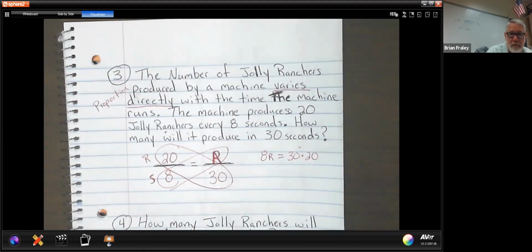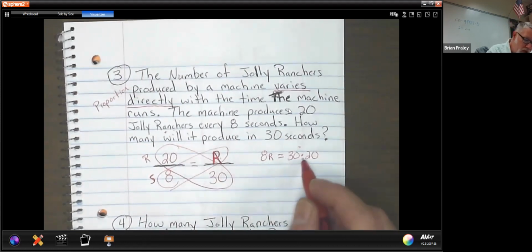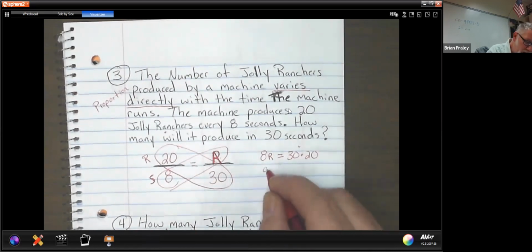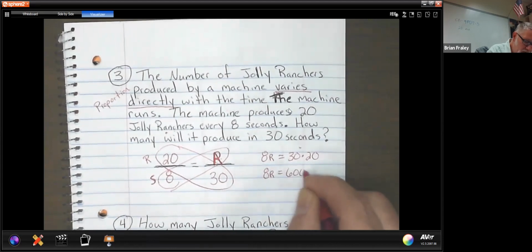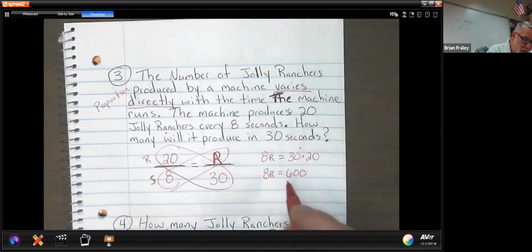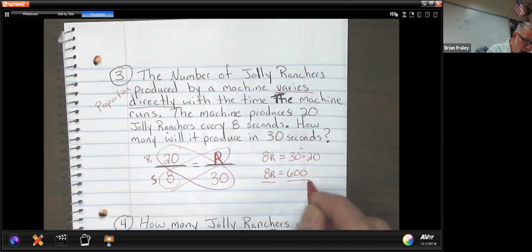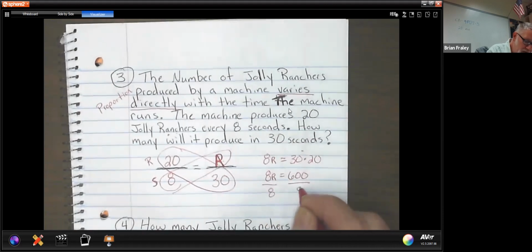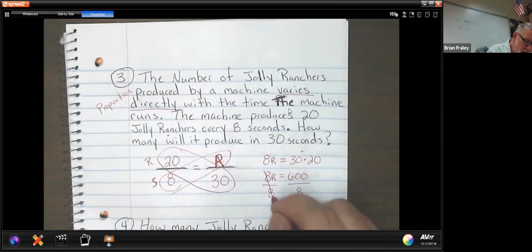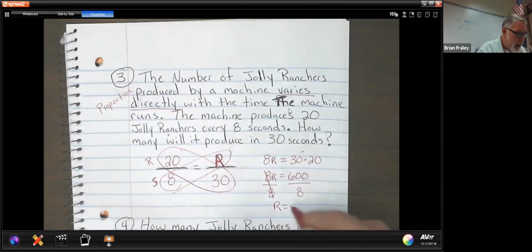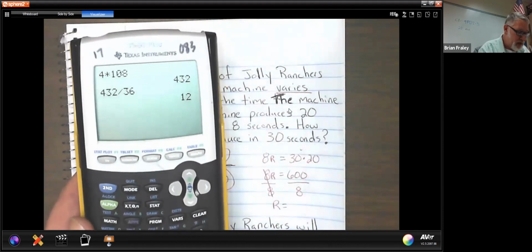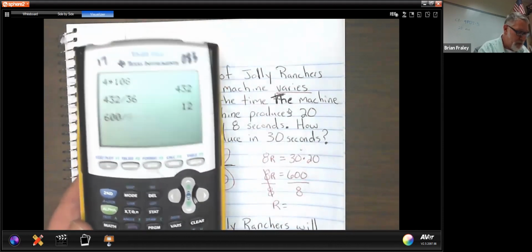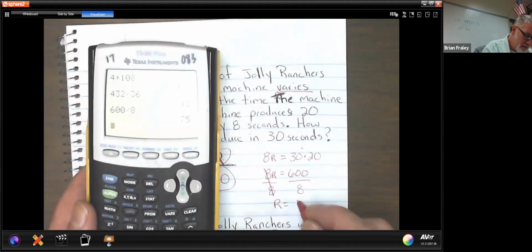I need to do what it tells me to before I start undoing things. And I can do 30 times 20. So 30 times 20 is actually 600. And then if they're multiplying by 8, we do the opposite, which is to divide by 8. They go away. And I better do this in the calculator. I don't trust myself. So 600 divided by 8 equals 75.